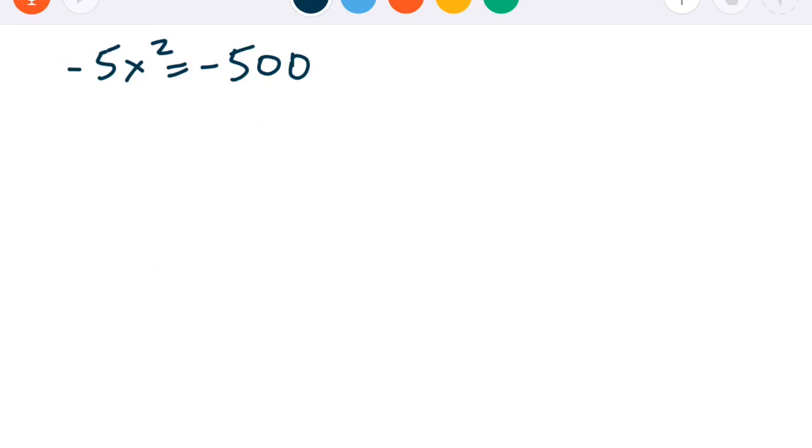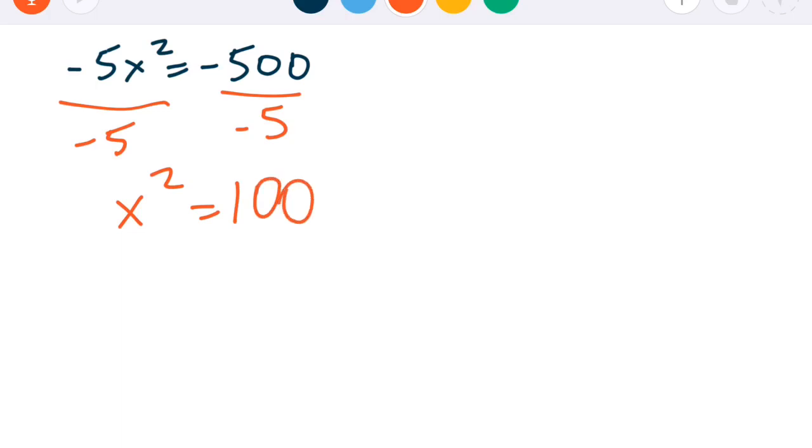So let's take a look at our first problem. We're going to solve it using the square roots method. The main thing we want to do here, just like we're solving any normal equation, is isolate the variable. We want to isolate the x squared term. It's not a whole lot of steps, but if we're trying to get x squared by itself, we need to divide both sides by negative 5. So we're left with x squared equals positive 100.